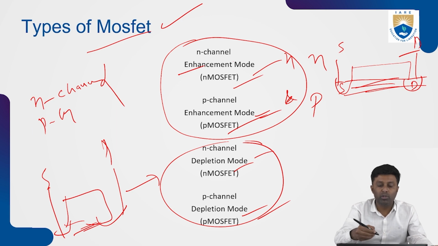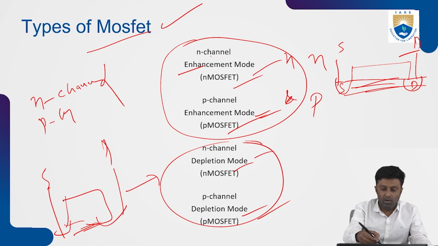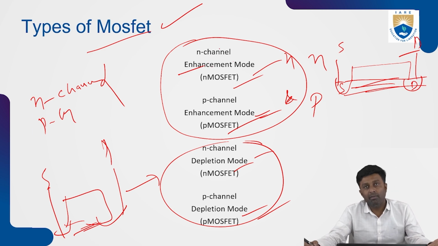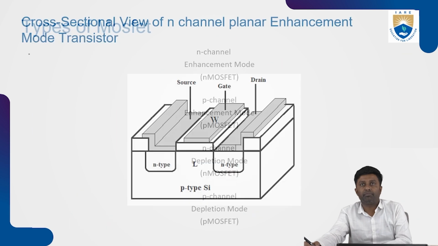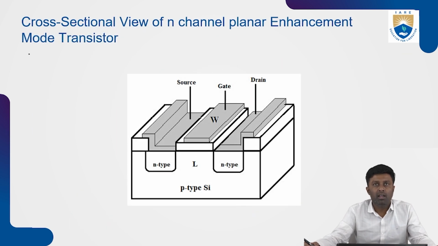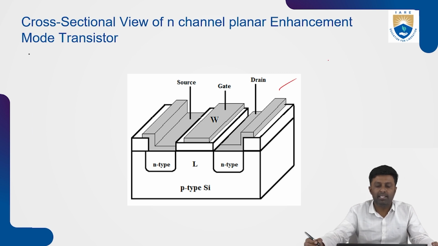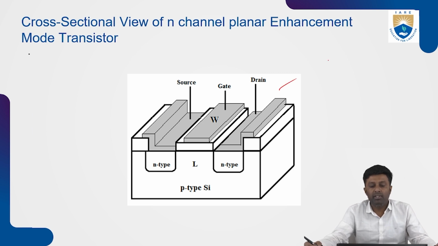Wherein we have two types, enhancement and depletion type. In the enhancement type, we have N and P, and in the depletion type, again we have N-channel and P-channel MOSFET. Now we'll see these transistors one by one. In the next videos, we'll see in detail the complete structure. Here we'll see the overview of the N-channel MOSFET.